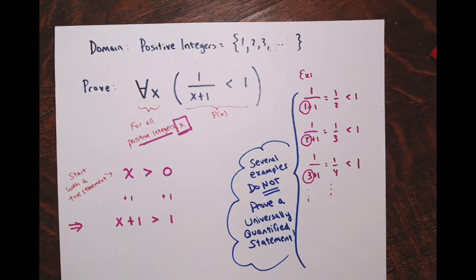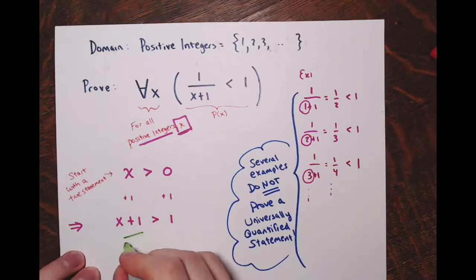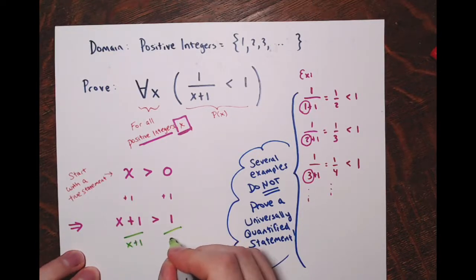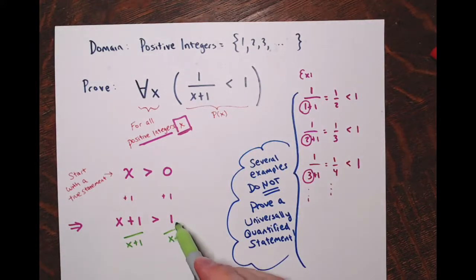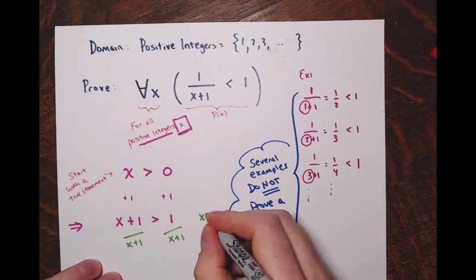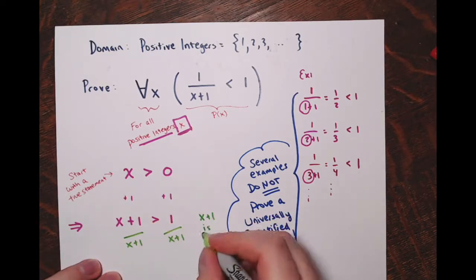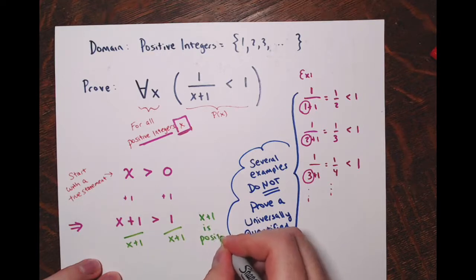That means I can divide both sides by it, and it won't change the inequality. Remember, when you divide both sides by a positive number, so I'll divide by x plus 1 over here, divide by x plus 1 over here, and that gives me the 1 over x plus 1 that I'm looking for on the right side here. And this is dividing by a positive number, right? x plus 1 is positive. So the inequality will not change. Remember your algebra rules.